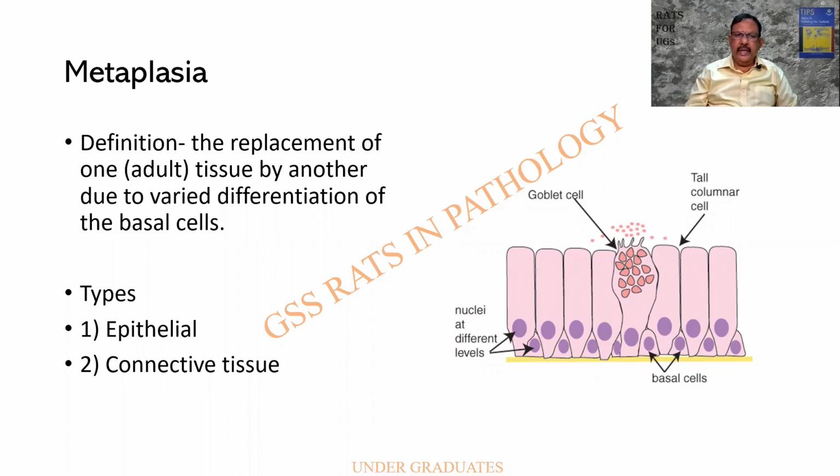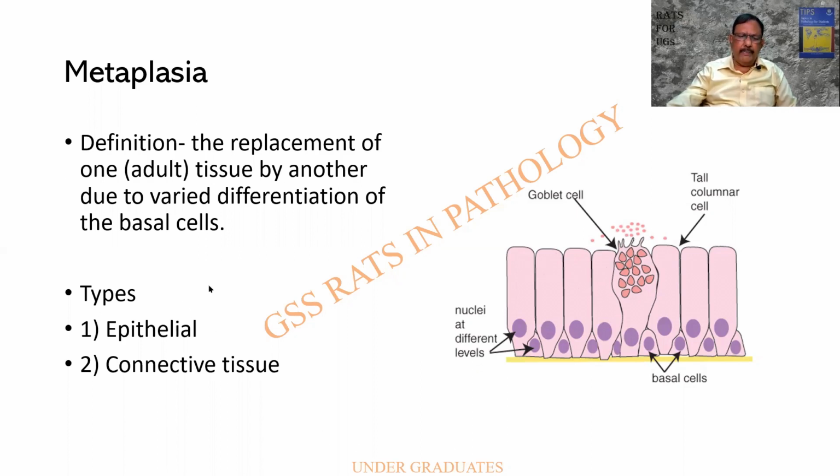Definition. It is the replacement of one adult tissue by another due to varied differentiation of the basal cells. As I had mentioned earlier, definitions are definitions. And the word literally means meta means different, plasia means proliferation. Look at this over here. These are all columnar cells which have arisen from the basal layer or the basal cells. Now, when it is different, we call it metaplasia. We will be seeing it in the subsequent slides.